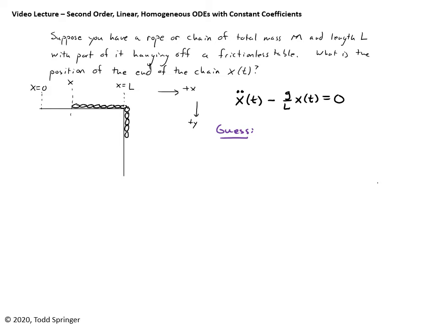And the smart guess is to guess x of t is equal to e to the r times t, where r is a number. And then we have to determine what r is. Okay, so same steps as before. x dot is r e to the rt, and x double dot is r squared e to the rt. Plug it into the ODE.